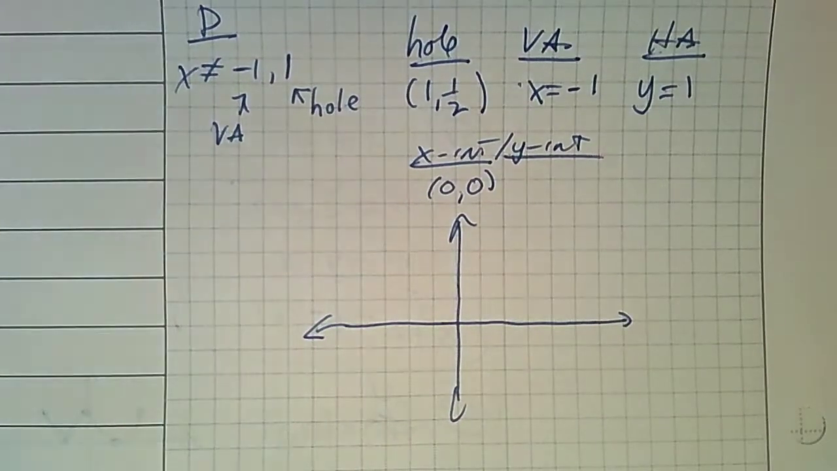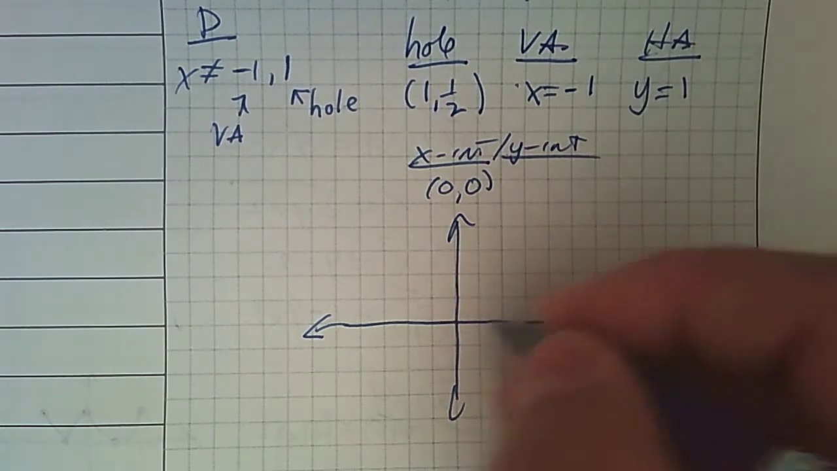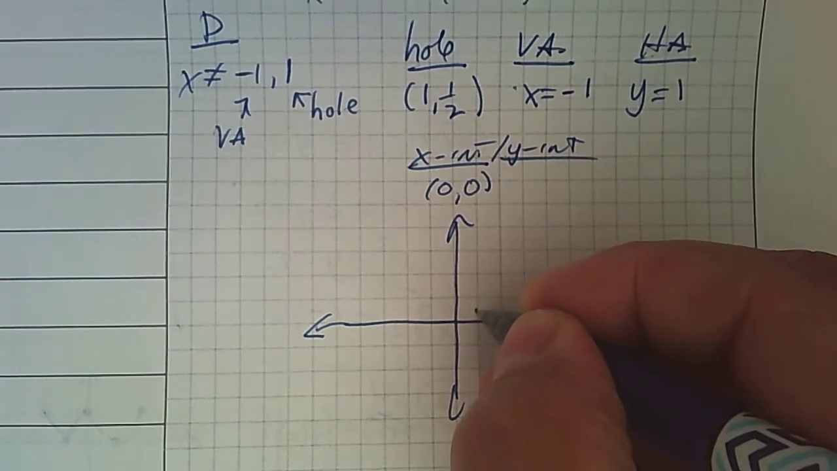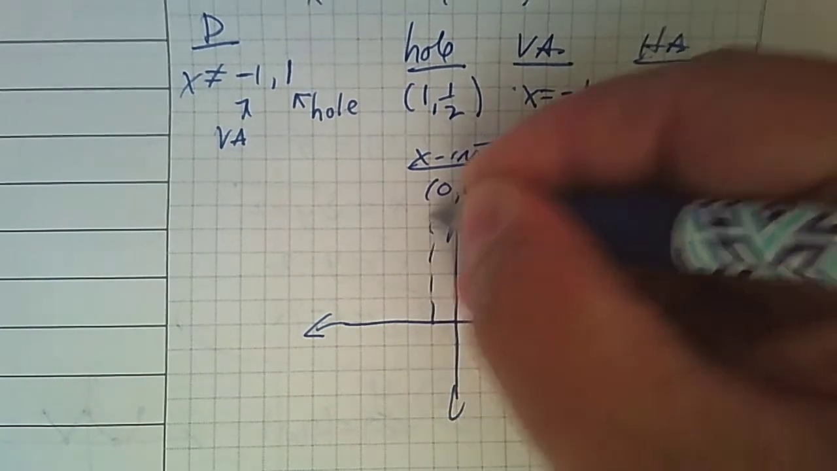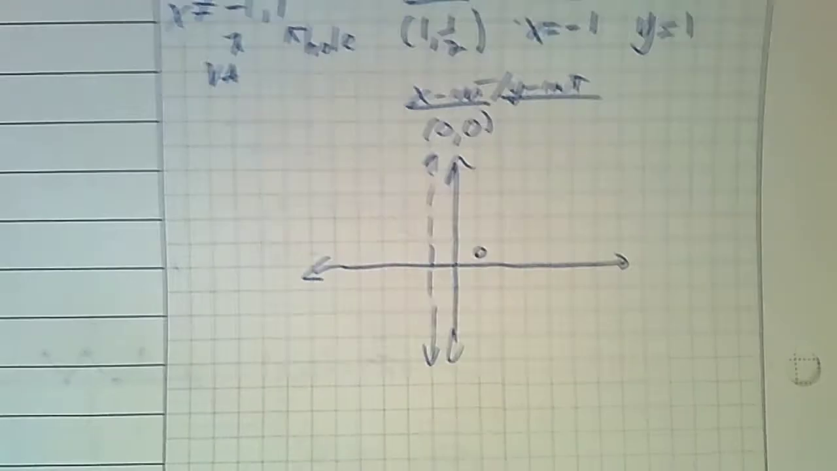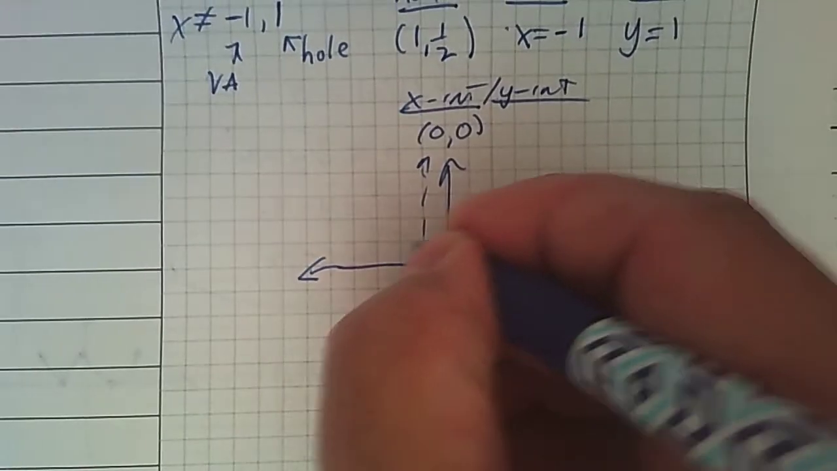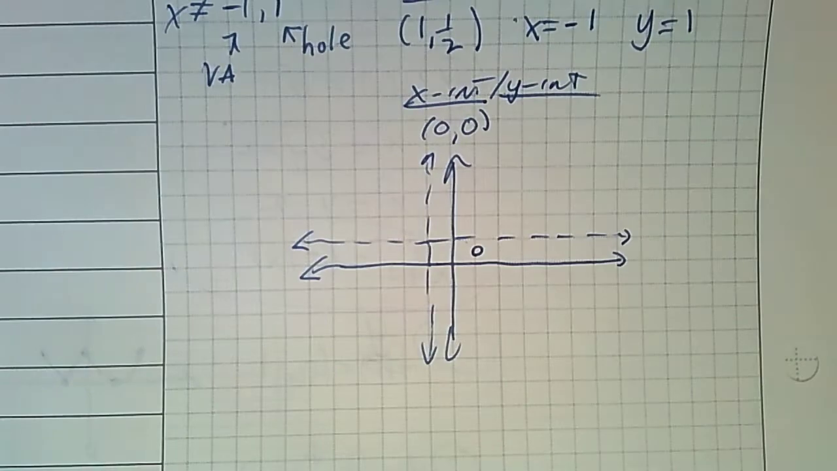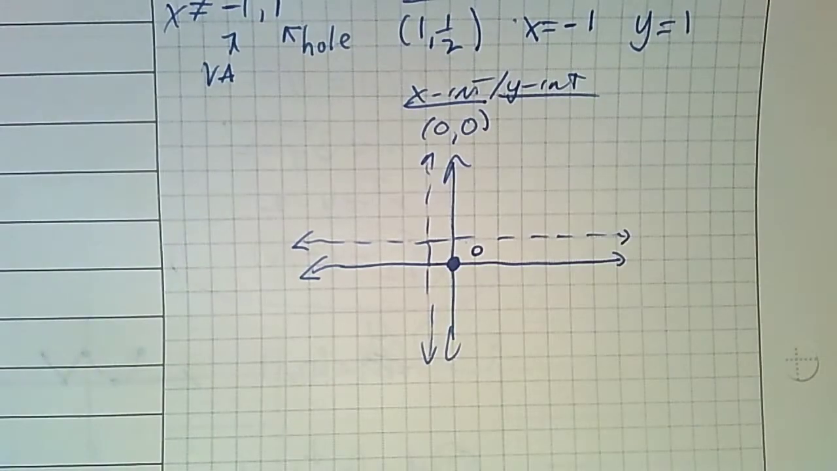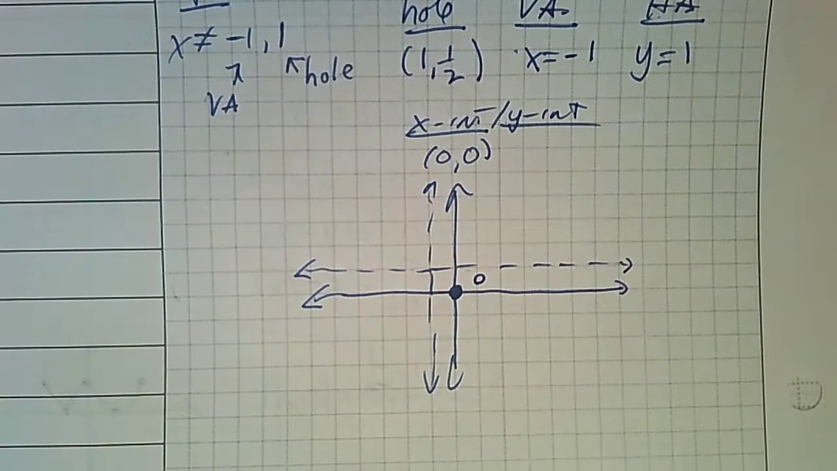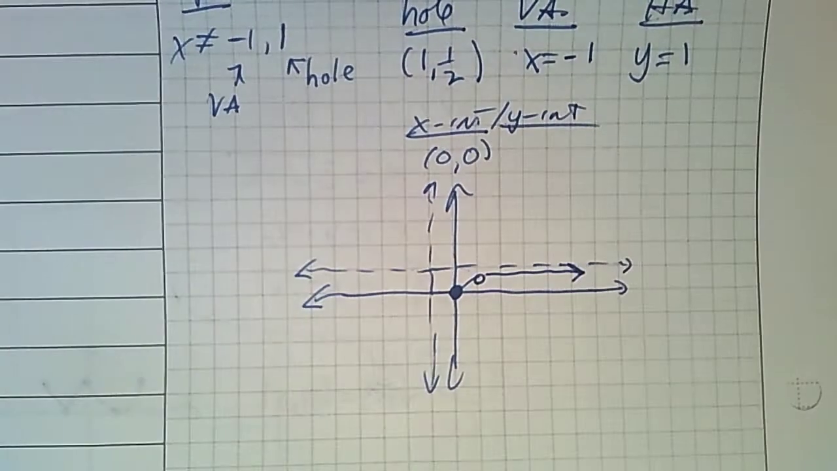So when I graph this, 1 and 1/2 is a whole. X equals -1 is a vertical asymptote. Y equals 1 is a horizontal asymptote. And now I just got to curve and understand the behavior. So 0, 0 is an intercept.